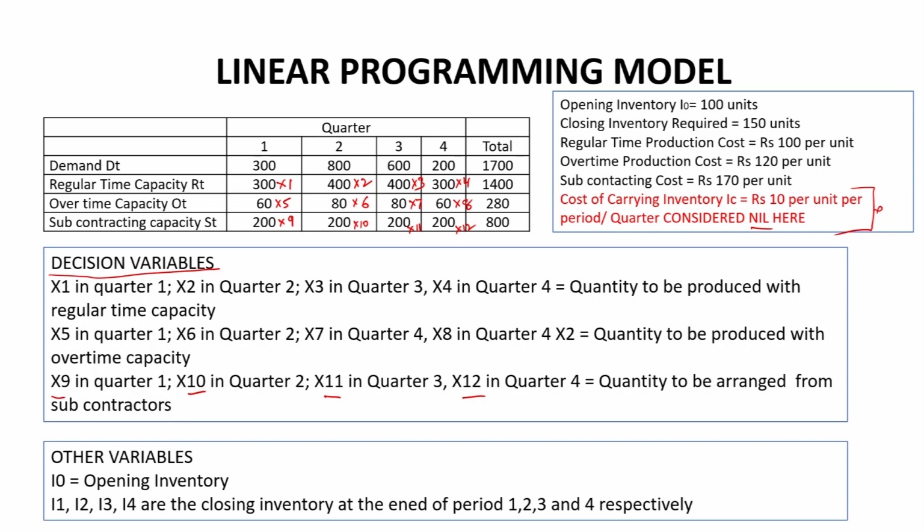So, these are my decision variables. Other variables: I have certain opening inventory, I need certain closing inventory, and at the end of each period we have certain inventory available. So, I0 is the opening inventory, I1 is the inventory at the end of period 1, I2 is the inventory at the end of period 2, I3 is the inventory at the end of period 3, and I4 is the inventory at the end of period 4. These are my inventories at the end of various periods.